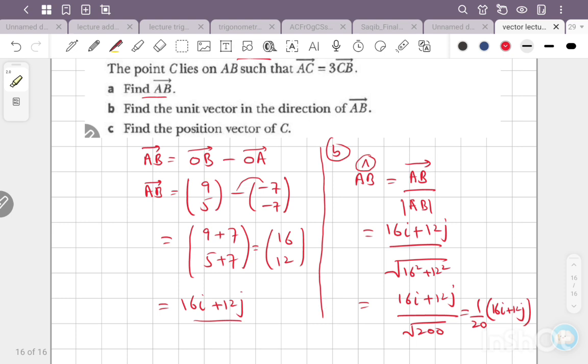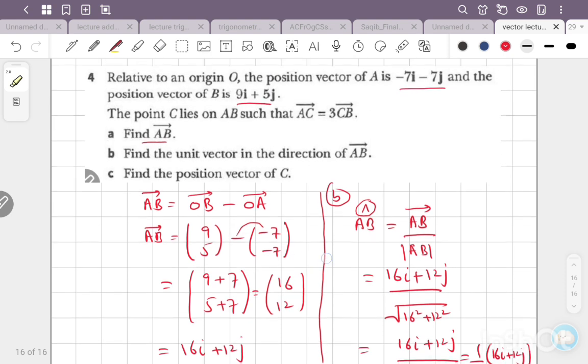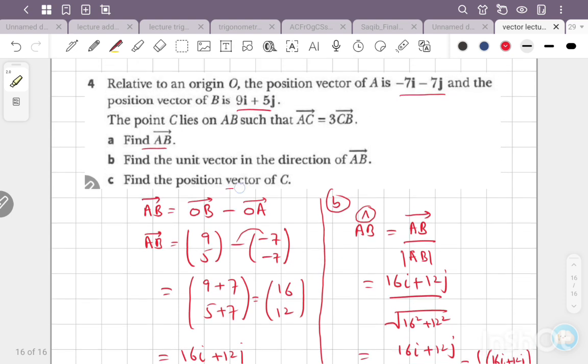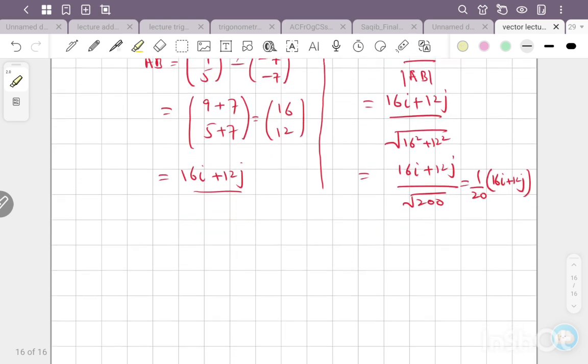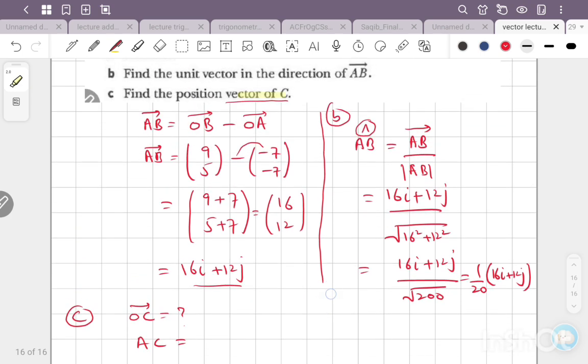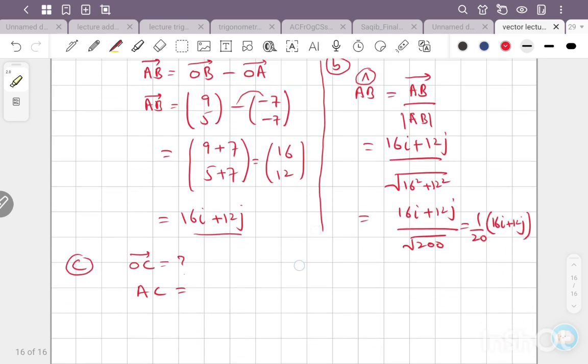Now we will start from the C part. Find the position vector of C. So when we find the position vector of C, we use this statement. Okay, how do we solve this C part? Very simple. In the C part we have to find OC. This is our question mark, and the given statement is AC equal to 3CB.